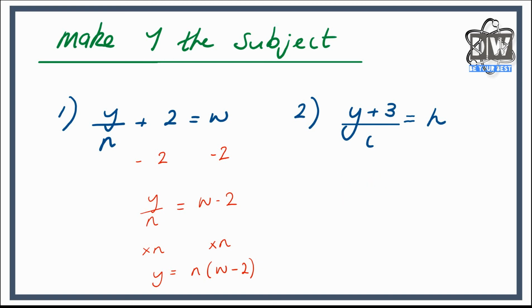So what is the opposite of dividing by c? It's timesing by c both sides. And that equals y plus 3 equals hc, or h times c. Next thing is to take away 3 from both sides, and we'd be left with y equals hc minus 3.